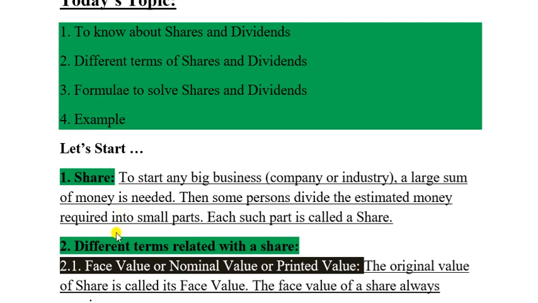Suppose you are going to give 5 lakh and your friend is also going to give 15 lakh. So this kind of small estimated money is called, for you and for your friend also, a share. That's why it is written, each such part is called a share. Just a simple definition of a share for understanding.